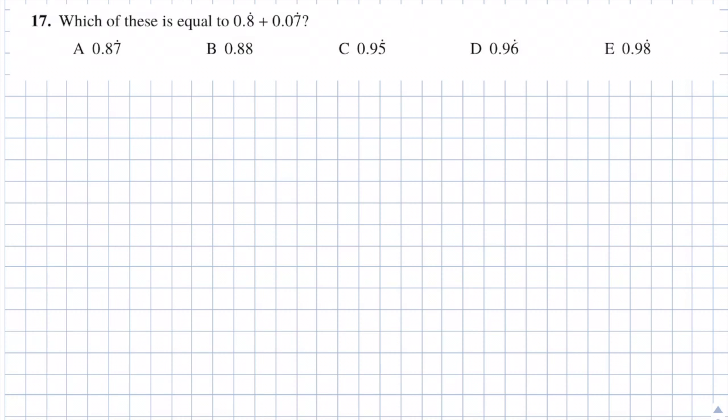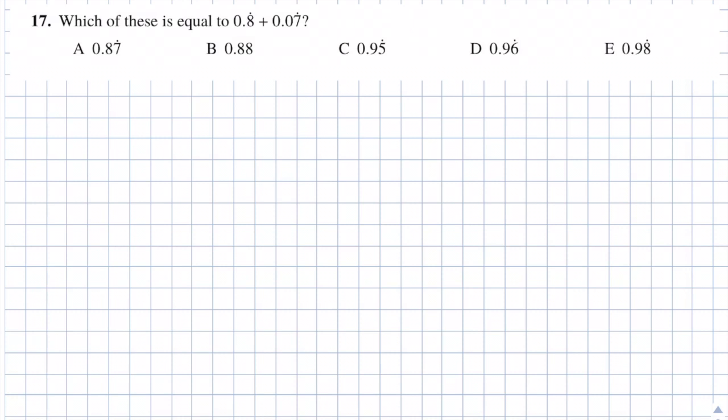We've got answers: A is 0.87 where the 7 is recurring. B is 0.88. C is 0.95 where the 5 is recurring. D is 0.96 where the 6 is recurring. And E is 0.98 where the 8 is recurring.